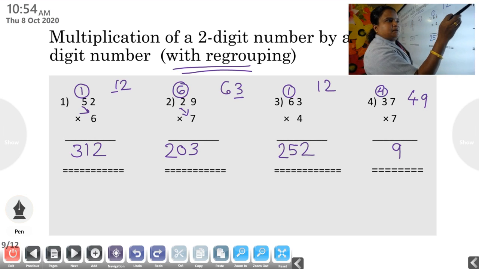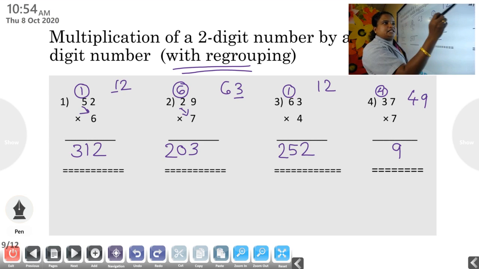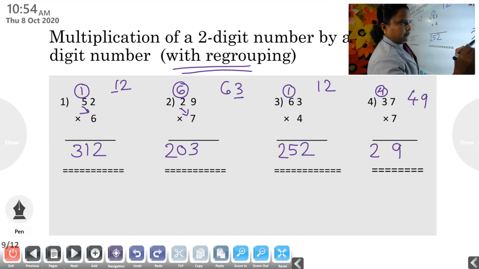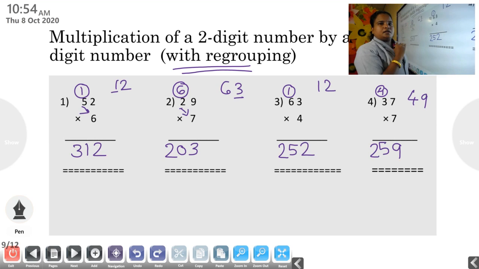Then next step is multiply the tens place by 7. Here the tens place is 3. What is 3 into 7? 3 sevens are 21. 21 plus carry over. 21 plus 4 is 25. Okay. Is it clear? Okay, next.